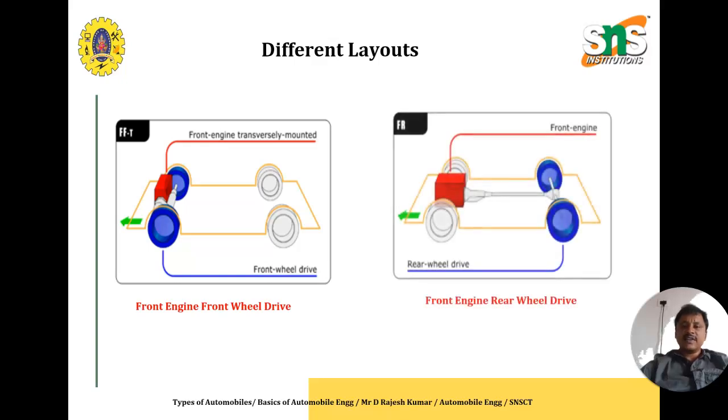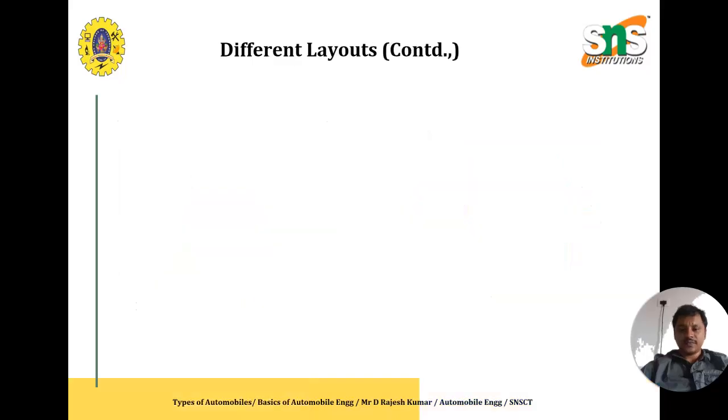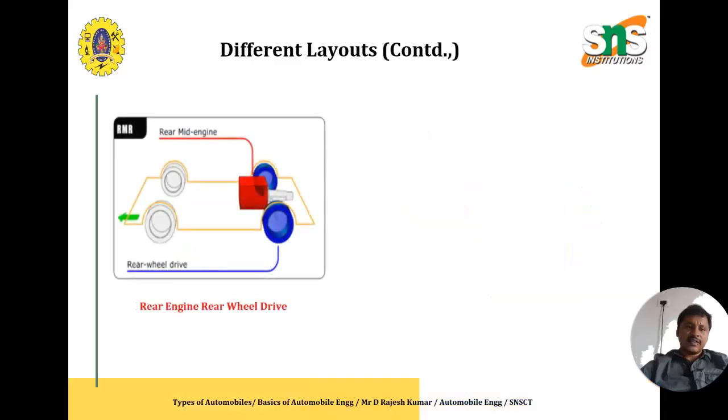The next is the front engine, but the power is transferred to the rear wheels. You can see lorries, trucks and all, where the engine is in the front part and the drive is transferred to the rear wheels through the propeller shaft by means of the differential. So this is the front engine, rear wheel drive.